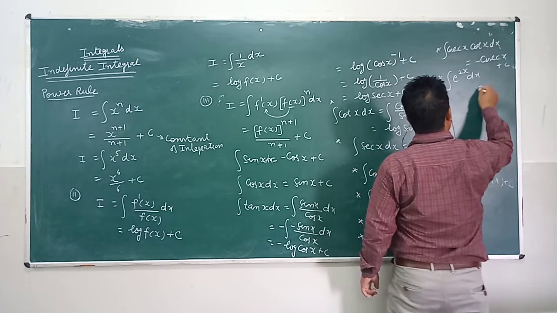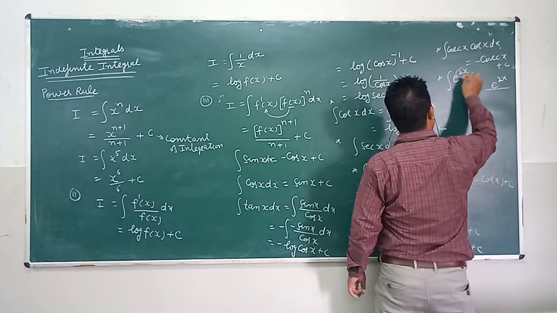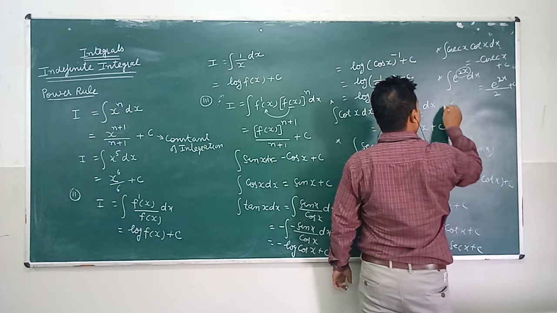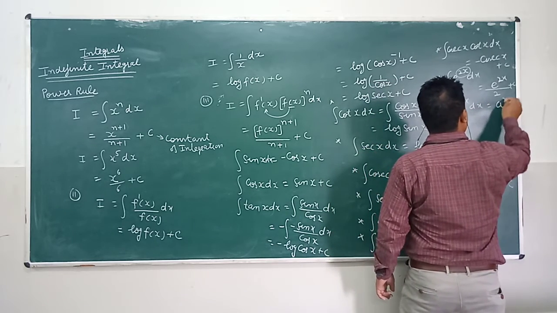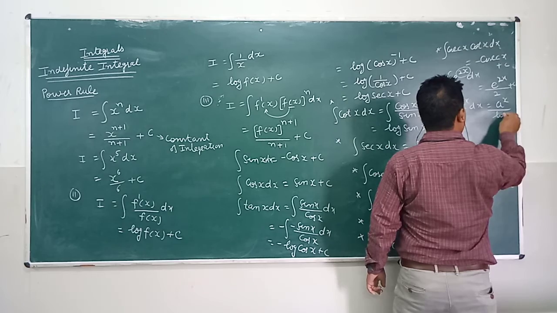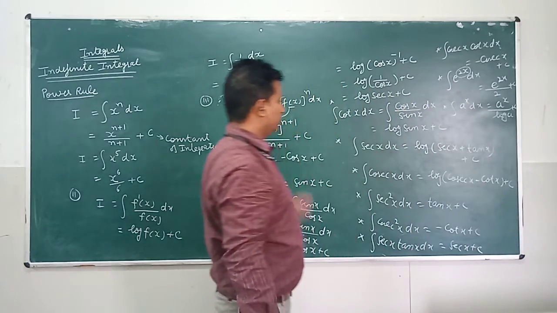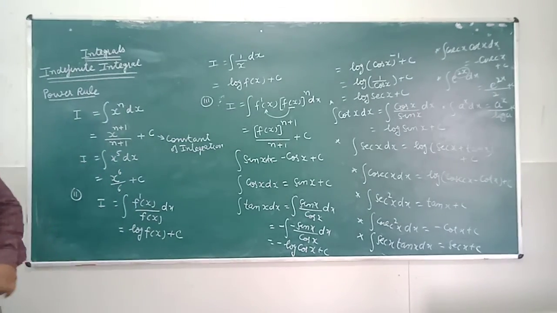Integration of e power 2x. Integration of e power is the same divided by the derivative of the power, which is 2. Same, integration of a power x is constant power variable, as it is, divided by log of the constant. These are the formulas we use in integration.